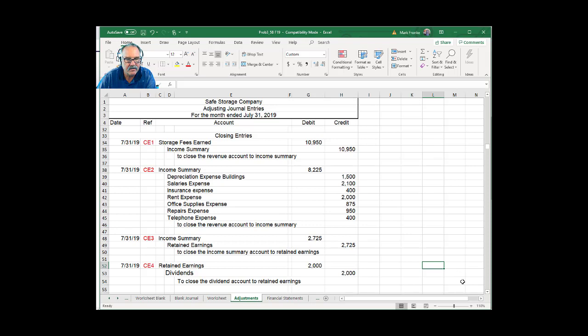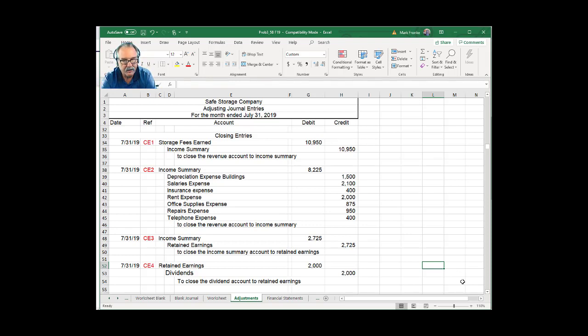They're all debits, so in order to get rid of them, we have to put credits in there. And all of those debits are going to end up in that income summary, so that for journal entry or closing entry number 3 is going to be net income. We already saw that on the financial statements. It's $27.25. It's the difference between the $10,950 in revenue and the $8,225 in total expenses.